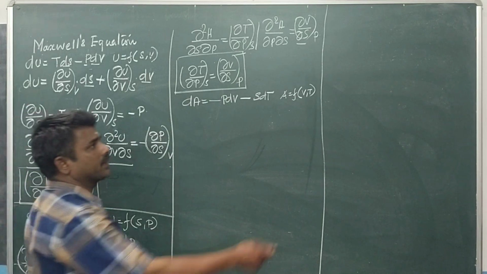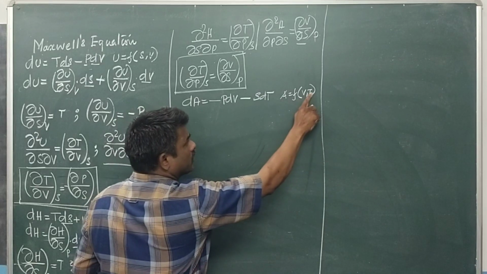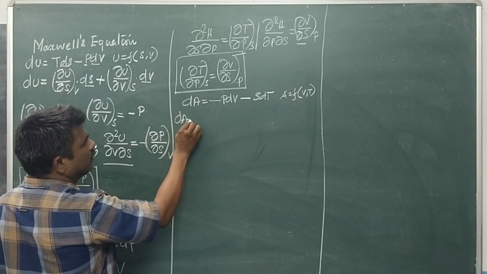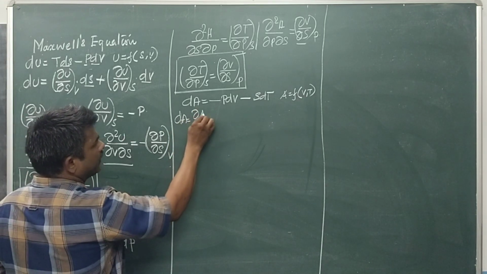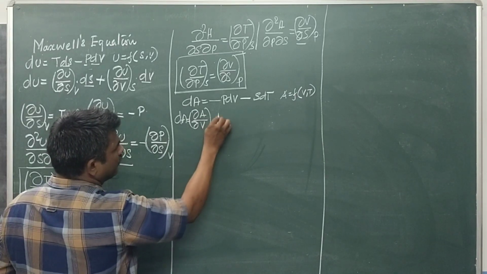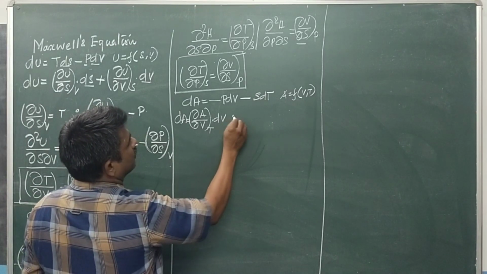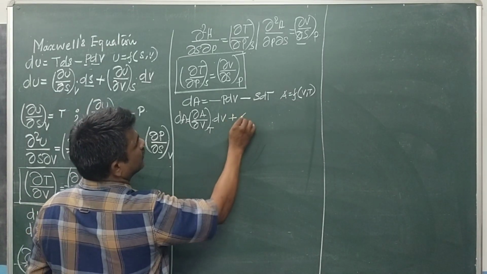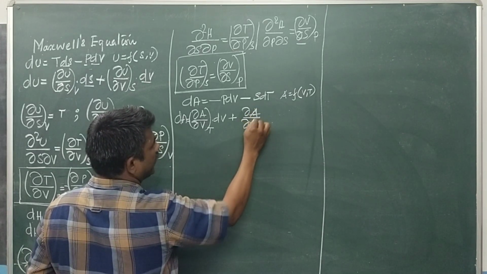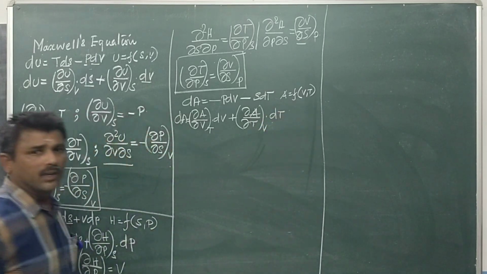Now I am going to differentiate with respect to volume at constant temperature plus with respect to temperature at constant volume. The total differentiation dA is equal to dou A divided by dou V at constant temperature into dV plus dou A divided by dou T at constant volume into dT.